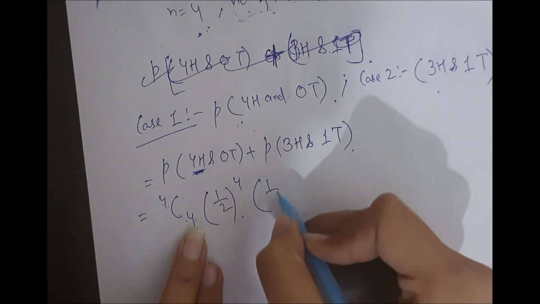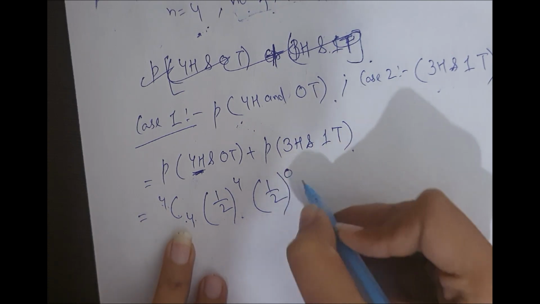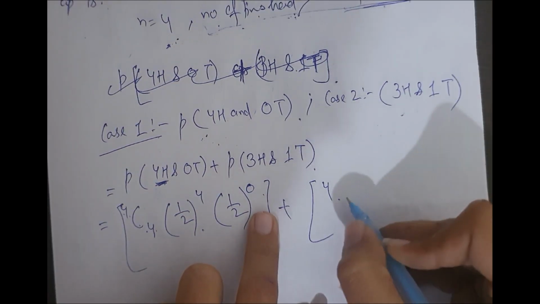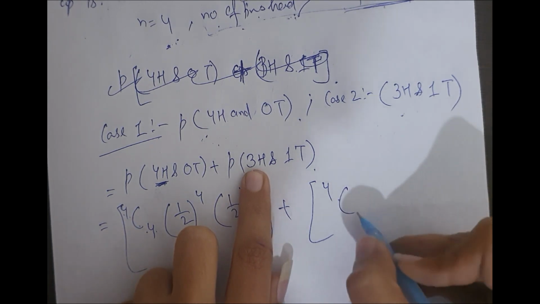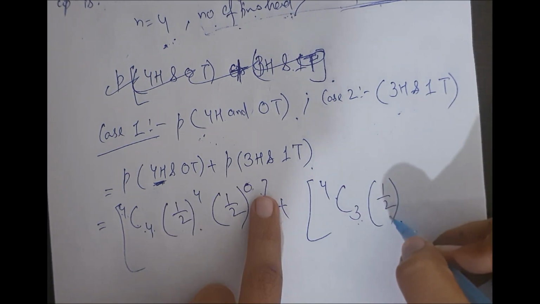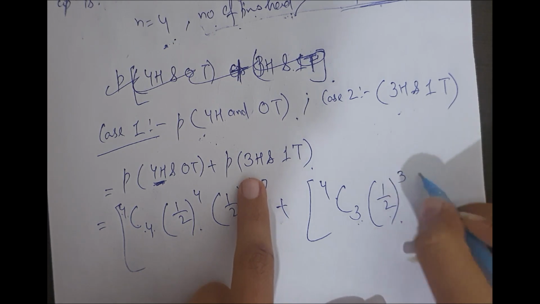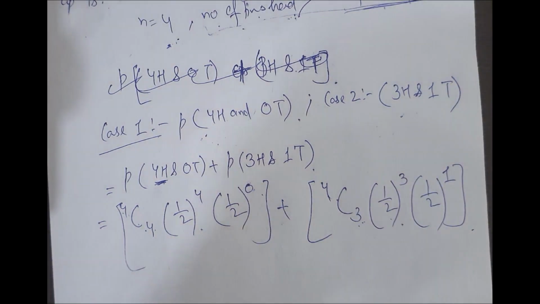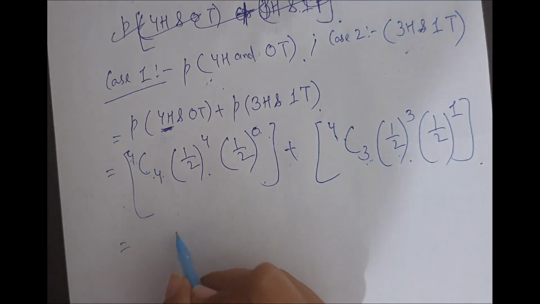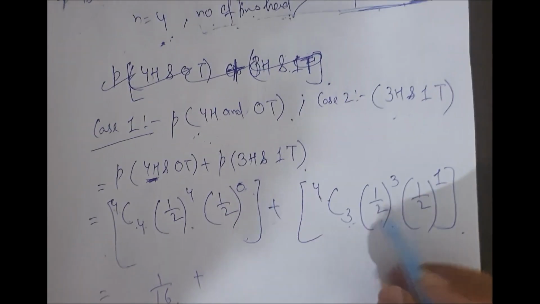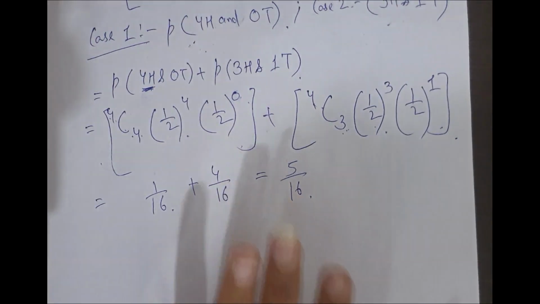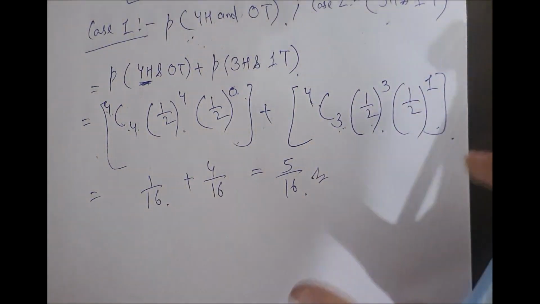X value is 4, (1/2)^(n−x) with n−x = 0. Plus n is 4 and C, probability of getting head is 1/2, x is 3, (1/2)^(n−x) where n−x is 1. Here if you solve this, the answer will come out to be 1/16. If you solve this, the answer will come out to be 4/16. The answer will come out to be 5/16. These all are GATE questions.